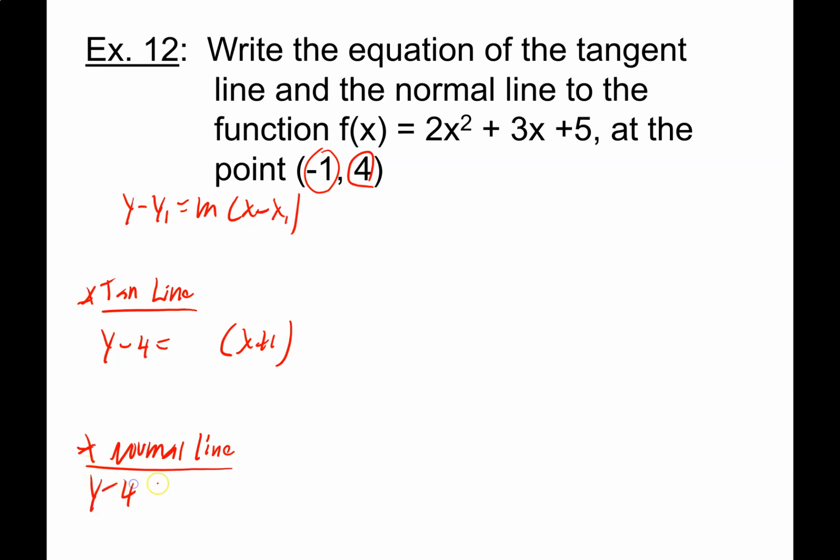I'm still going to have the same y minus 4. I'm still going to have that x plus 1. The point of tangency is the same. By definition, you've got a curve here, here's my tangent line, there's my point of tangency. The normal line intersects it at the point of tangency. So they're going to share that same point. The only difference is finding the slopes. So I'm going to first find f prime, which is the slope of my tangent. We'll deal with that normal line stuff later.